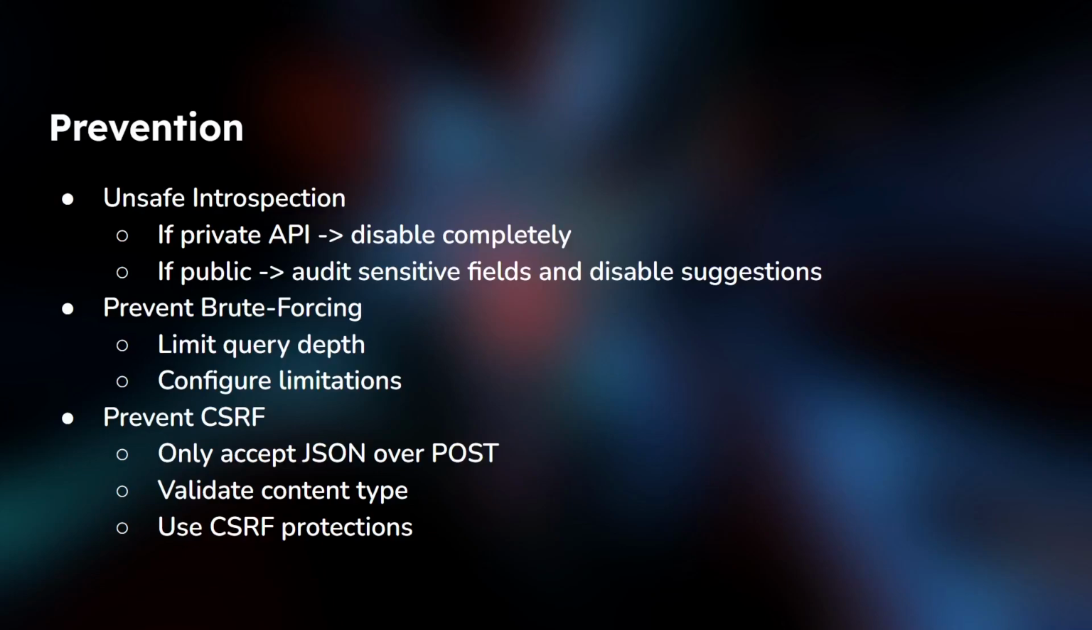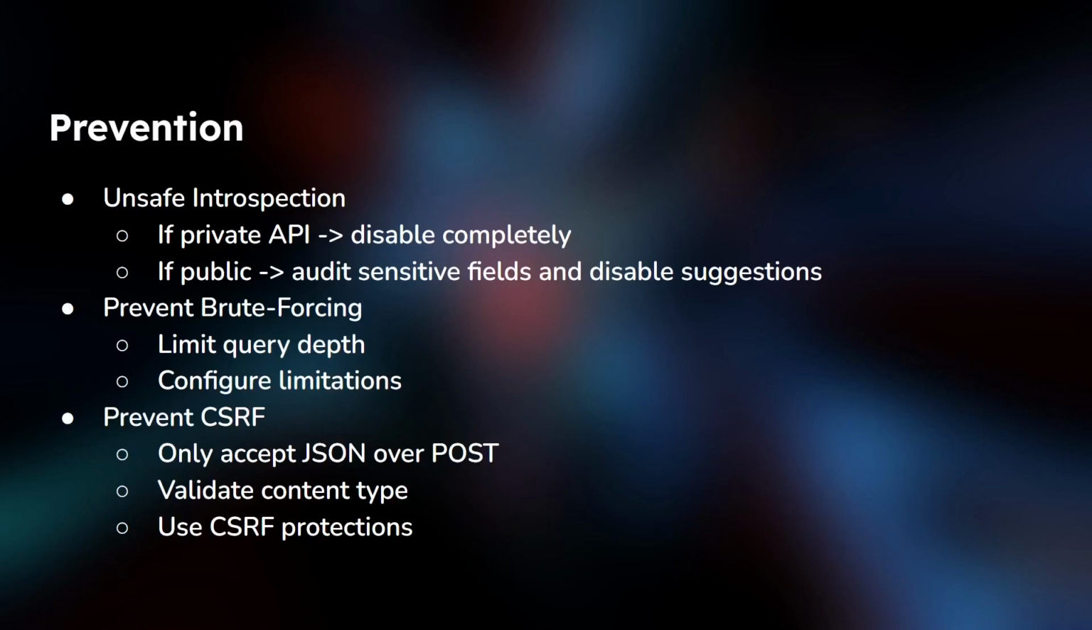All right, so as far as prevention goes, for unsafe introspection, if you're using a private API, there's no need to have introspection enabled. Your developers will be able to just go look in the docs and see what the query looks like. They're not going to be able to do that on the fly. If you're hosting a public API, it's a little bit different, but basically, you don't want to disable introspection so that other people in the public can go look at it.